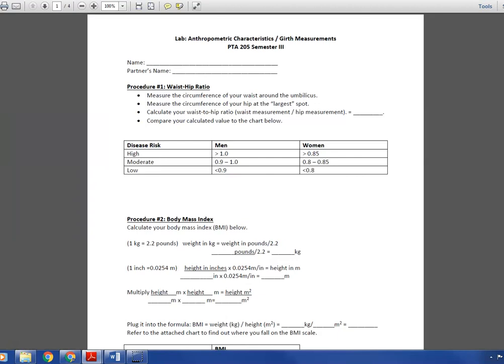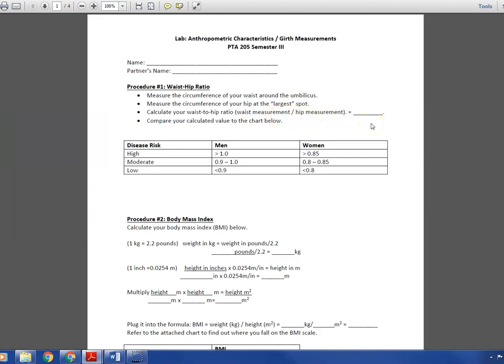First, we're going to start with how to measure a waist to hip ratio. So you're going to measure the circumference of the waist using a tape measure at the spot of the umbilicus, and you're going to record that value. Then you're going to measure the circumference of the hip at the largest point in the hip. So this is going to be slightly different in every individual. Then we're going to calculate our waist to hip ratio. We're going to divide the waist measurement by our hip measurement, and that's going to be our value.